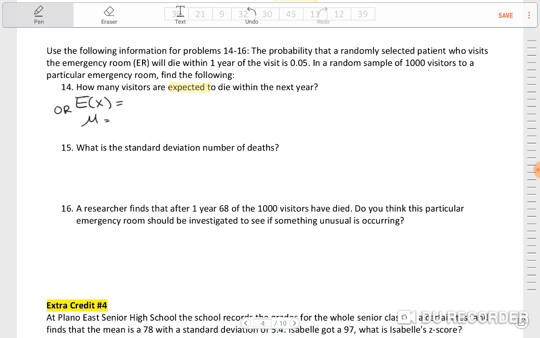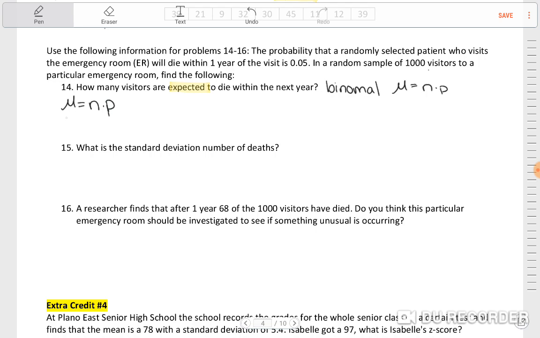Expected value for a binomial, because we did determine that this is binomial. Then the expected value, mu, is equal to n times p. On your formula sheet, it does not show the E of X, but just know that E of X is the same as the mean. So when you see expected, it means expected value, the mean, and because it's binomial, we can use this formula. Mean equals n times p.